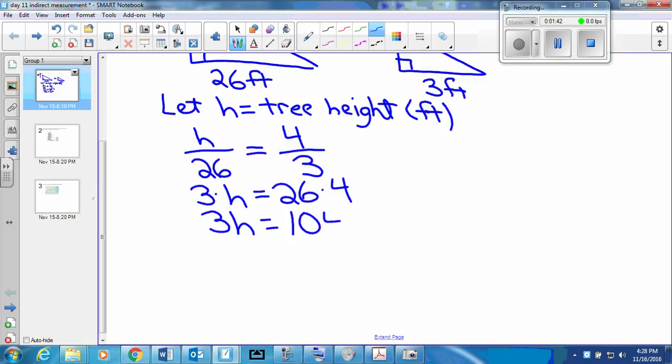104. And I would divide by 3. And I get h equals 34 and 2/3 feet.